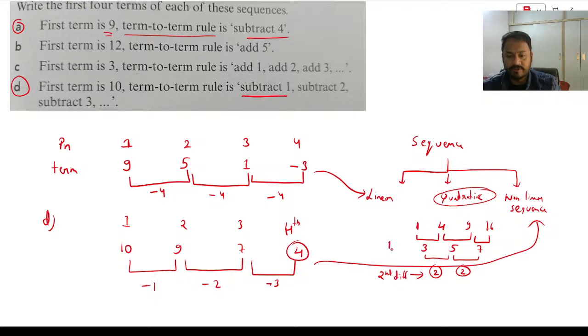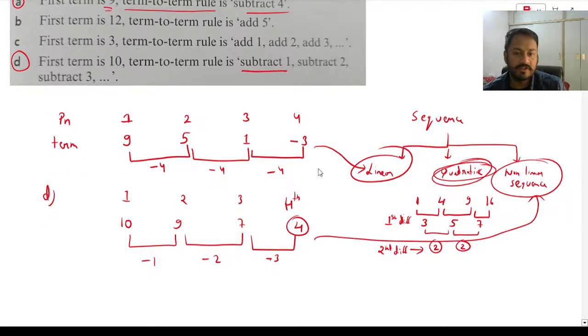This is called the first difference, and this is the second difference. So the first difference is not the same, but the second difference is the same. Then it is called a quadratic sequence. Done. Now this one was linear, this one was non-linear, and this is quadratic. Done. So we are done with this part.